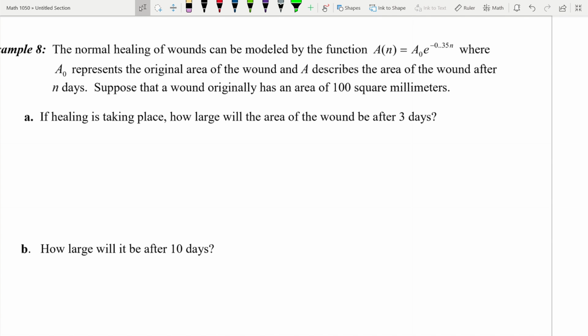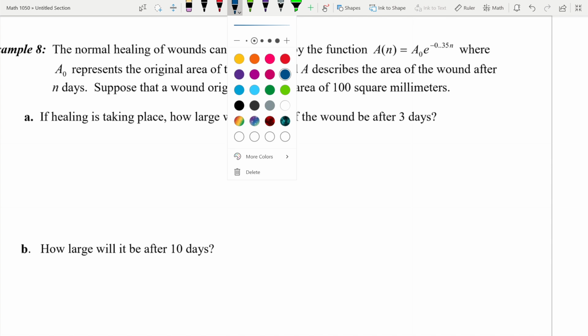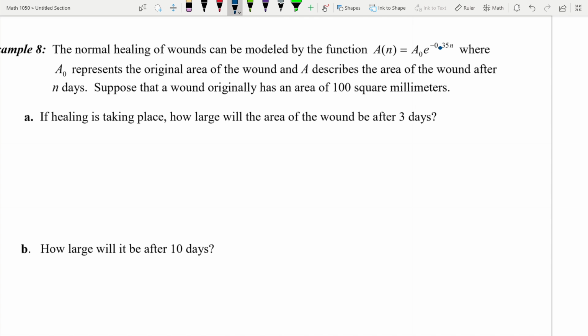You're going to see this problem again after today. The normal healing of wounds can be modeled by this equation. See how it says negative 0 point? That should just be 1 point right there, so just make that clear. So it's e to the negative 0.35n, where A sub 0 represents the original area of the wound, and A is the area of the wound after n days. Suppose the wound has an original area of 100 square millimeters.